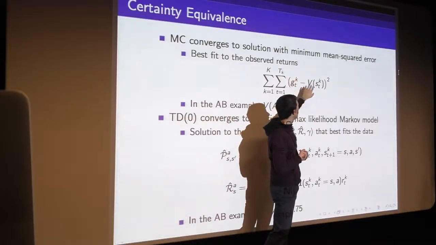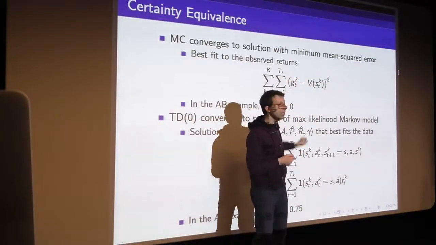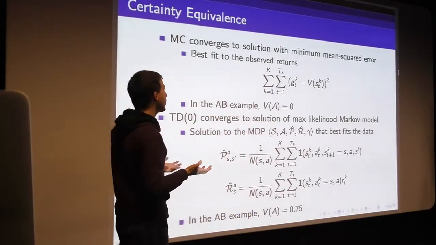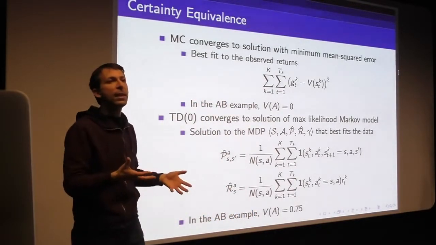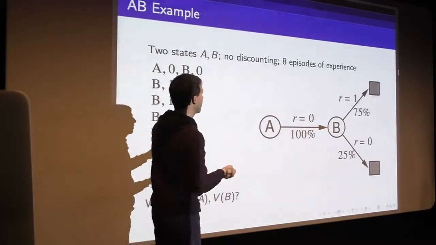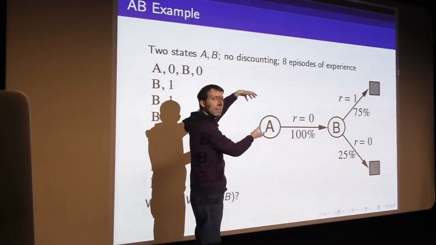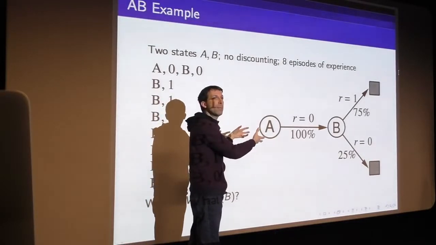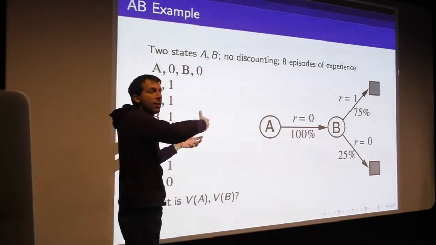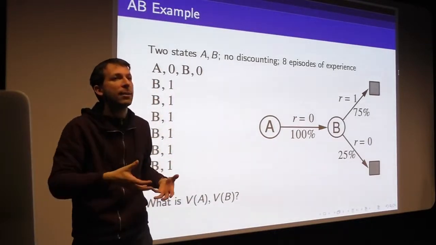Between the return that we saw and the value function. Whereas TD0 actually converges to the solution of the MDP that best explains the data. So implicitly what TD is doing is it first fits an MDP, and then it solves for that MDP. So whatever data you've seen so far, it will find the solution to the maximum likelihood MDP model that explains that data.